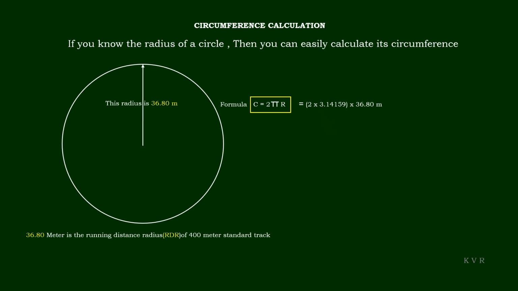Therefore 2 into 3.14159 into 36.80 meter is equal to 6.28318 into 36.80 meter. Again I am using 5 digits after 6.